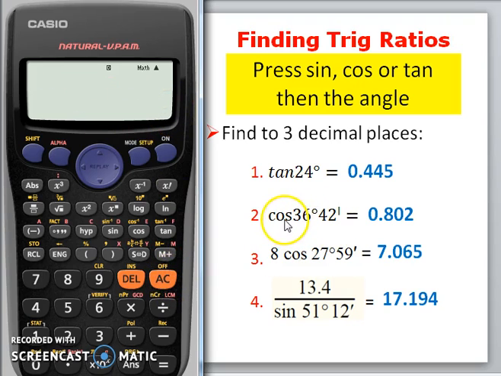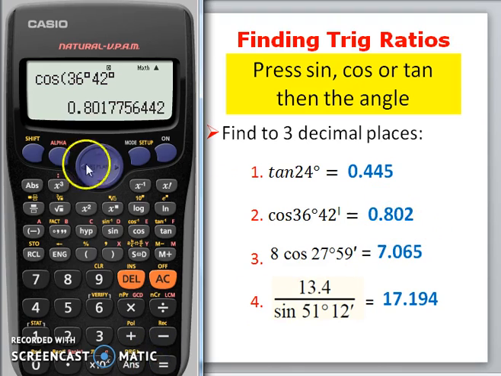The second one, cos of 36 degrees, 42 minutes. So I'll press cos, 36 degrees, 42 minutes, equals, and it comes up like this. And you can see where I've rounded off after 3 numbers, after the decimal point. Because I'm cutting off 7, I round that off to a 2.